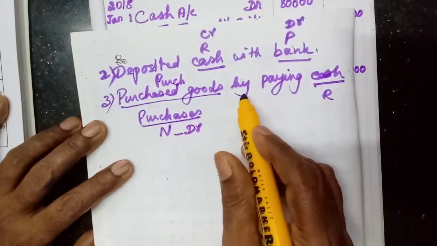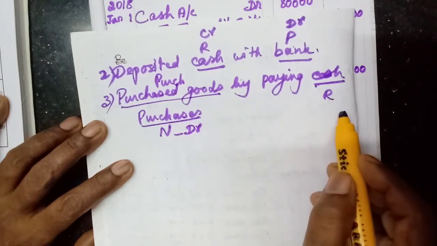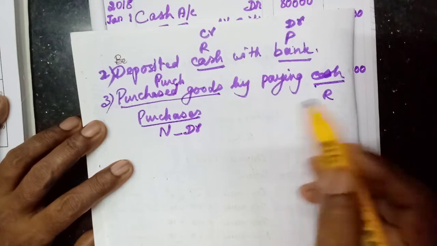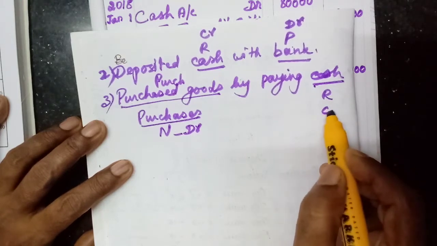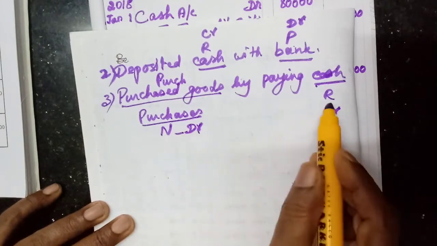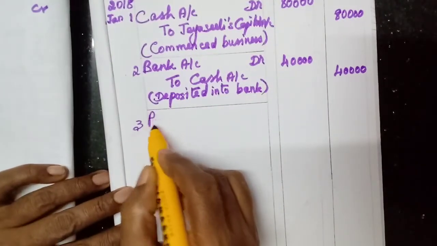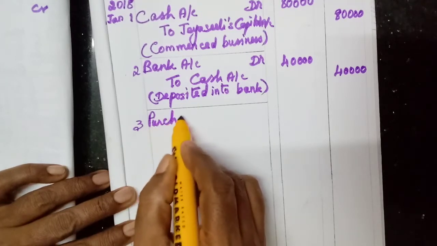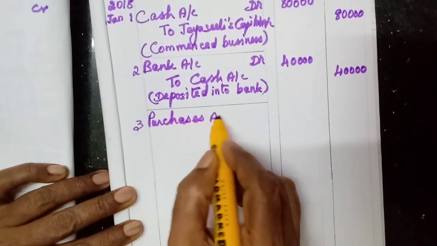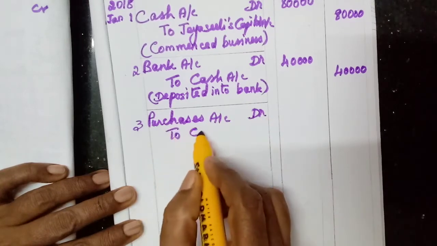Okay, here real account, debit what comes in, credit what goes out. Here cash goes out. So we need to credit. So what is the entry? Purchases account debtor to cash. Okay, that you write here. Purchases account debtor to cash.